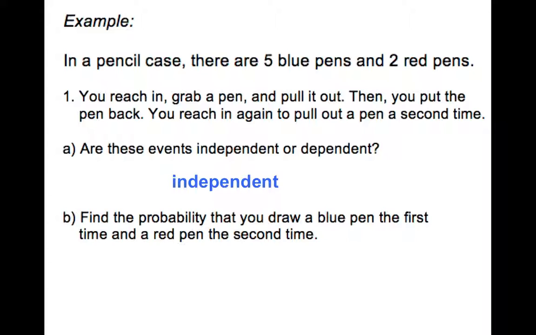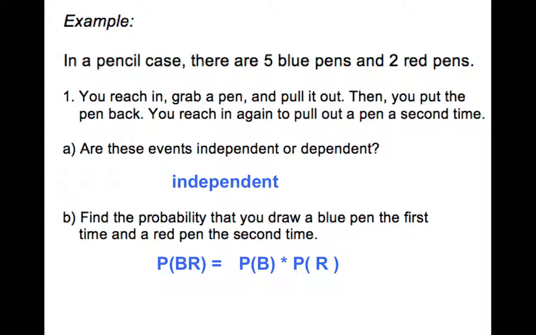To find the probability that you draw a blue pen the first time and a red pen the second time, we would do probability of blue then red, and we would just multiply the probability of getting a blue times the probability of getting a red. These numbers are not going to appear, so just listen and write it down. The probability of getting a blue is 5 out of the total, which is 7, so 5 out of 7. And you multiply that by the probability of red, which is 2 red out of 7 total pens. Multiply those two fractions, you will get your probability of blue and red. So 5 over 7 times 2 over 7, which is 10 over 49.